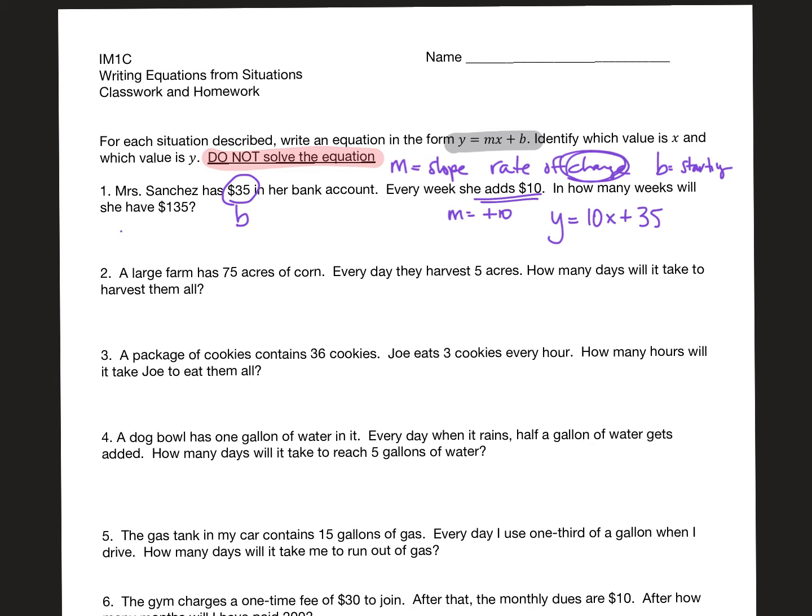Okay, now notice in the directions, there's another little bit of directions that we haven't done yet. It says identify which value is x and which value is y. All right, so what this is saying is in this equation that we just wrote, what does this x represent? Like if you put 1 in there, what would that 1 be? If you put 2 in there, if you put 3 in there, what would that represent? All right, and there's something in the sentence here that will help you. All right, it says every week she adds $10. So this x value is weeks.